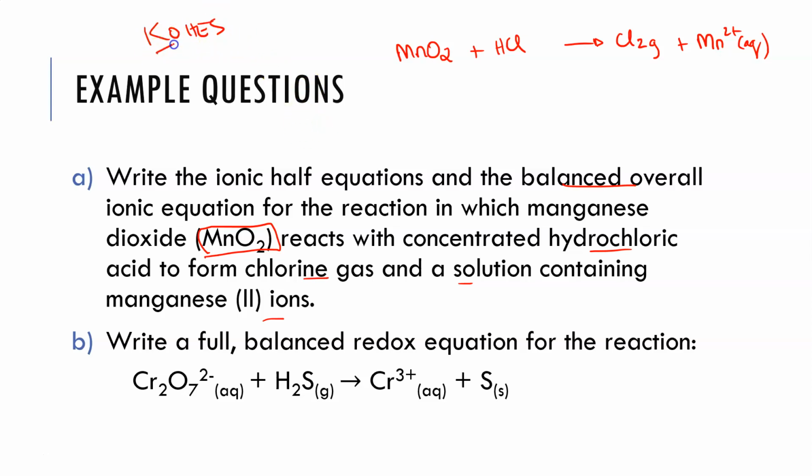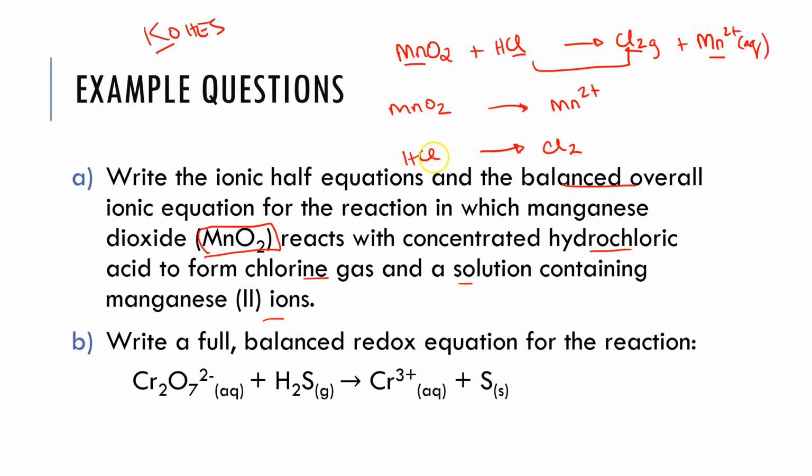So I start with key elements. I have one Mn on this side, I have one Mn on that side, so everything is okay. And then I have HCl and Cl2. I clearly need to pull these out into two half equations, so I'm going to pull out my pairs. MnO2 goes to Mn2+, and then HCl goes to Cl2.